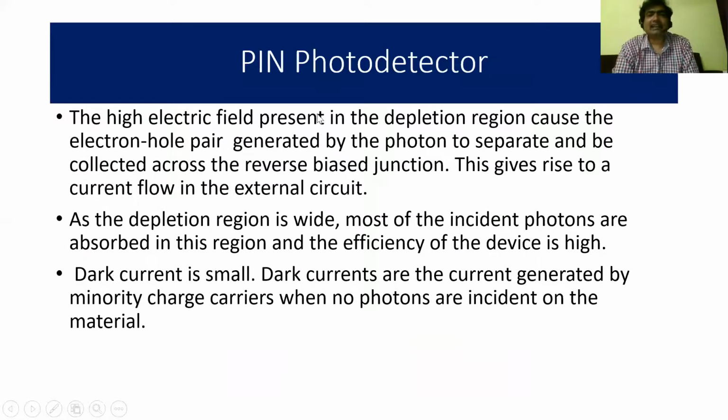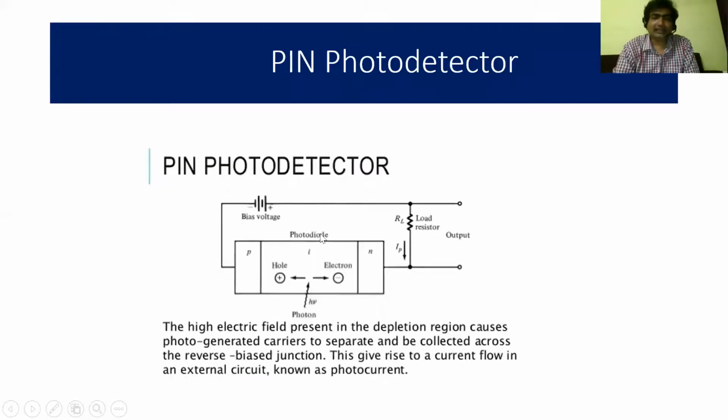The high electric field present in the depletion region causes the electron hole pair generated by the photon to separate and be collected across the reverse biased junction. This gives rise to a current flow in the external circuit. So here in this junction region, an electric field is produced. The electric field is there due to the negative ions at the end of the P region and positive ions at the end of the N region. They will create the electric field.